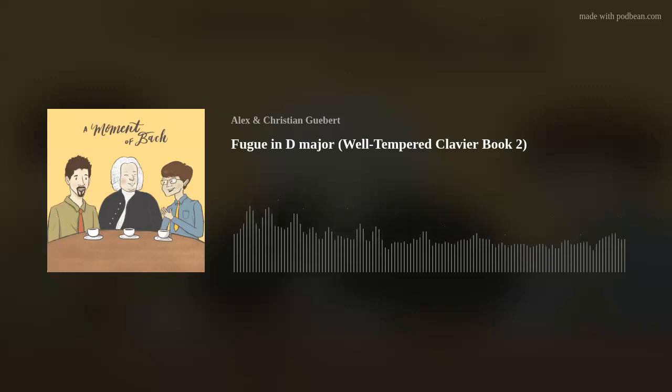Today's moment comes from the Fugue, number 5 in D major, from the Well-Tempered Clavier, Book 2, BWV 874.